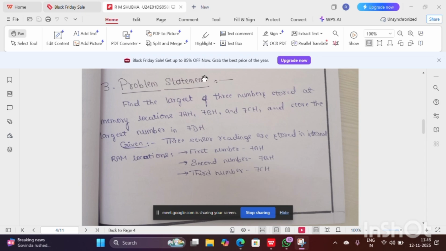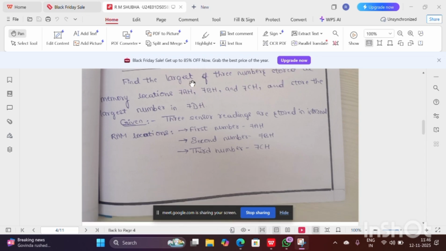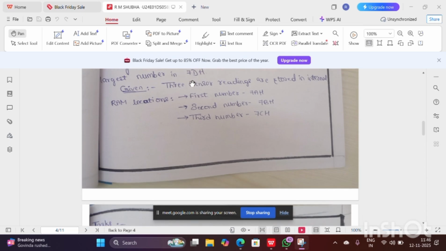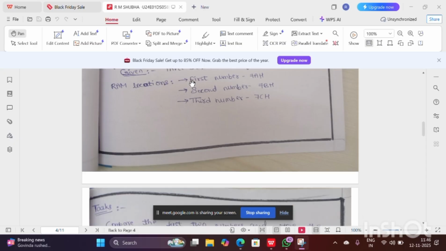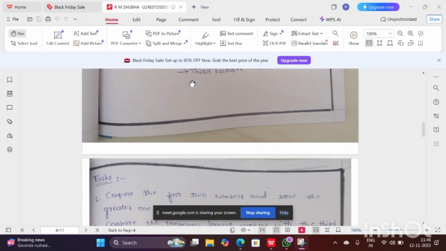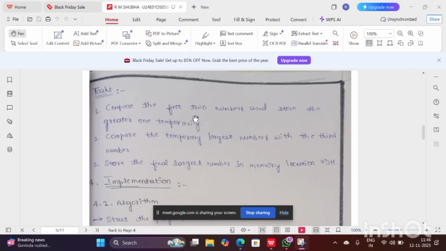Next, problem statement. This comparison should be performed using conditional branching and flag-based logic like the carry and zero flags of the 8051 microcontroller. The algorithm must ensure accurate decision making without overwriting the input data. Concepts involved: accumulator instructions, decision making using flags, comparison instructions, and data transfer between registers and memory.